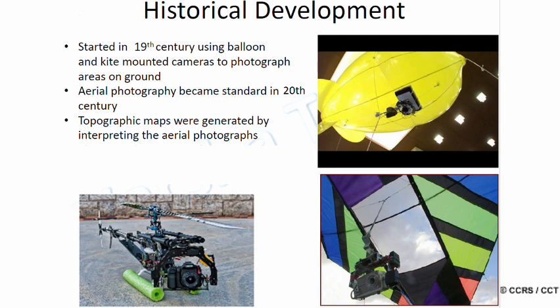Remote sensing started in the mid-19th century using balloons. Later people started using kites with cameras mounted on them. Now you are aware that we are using satellites and drones to capture the data. So the aerial photography we can do using both the techniques nowadays.